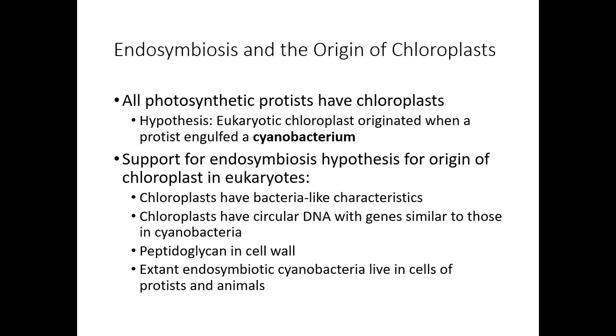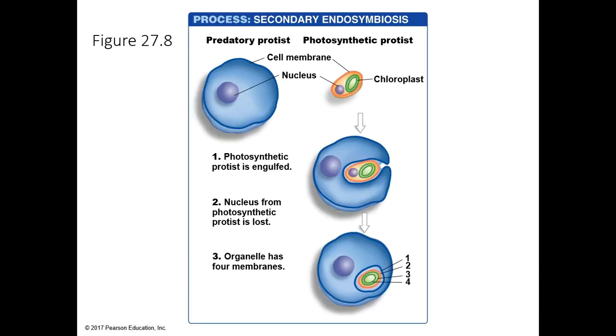They have circular DNA. They have something called peptidoglycan in the cell wall, which we see in the cell walls of these cyanobacteria. Okay? So living endosymbiotic cyanobacteria live in the cells of protists and animals. So we see this already being endosymbiotic. So it leads to the possibility that this is how these eukaryotes evolved. All right, so the same sort of idea.